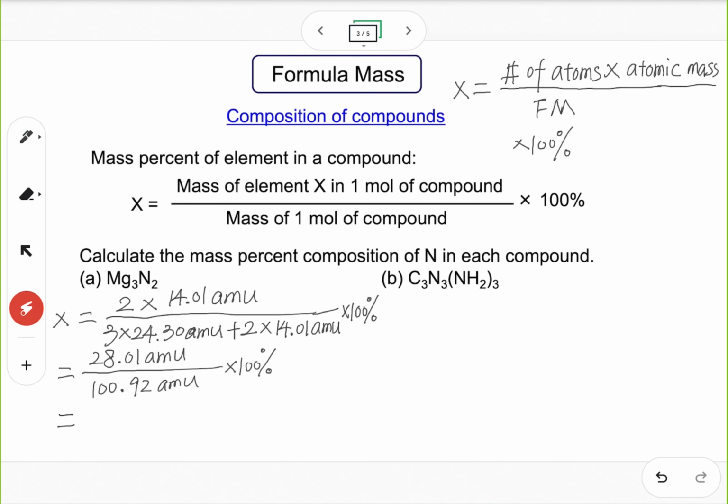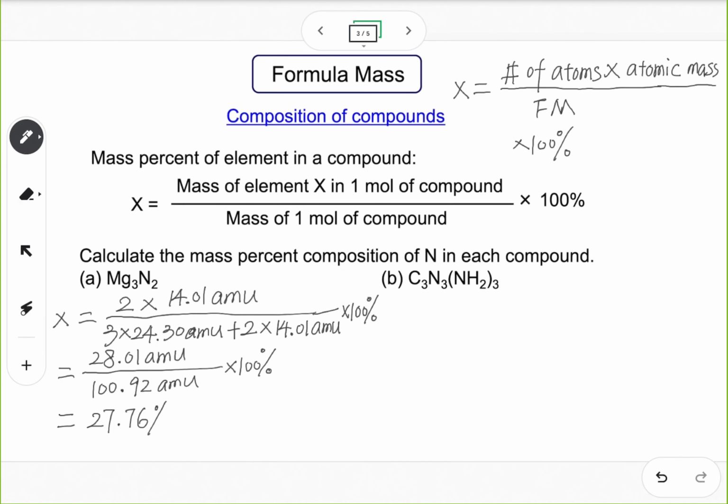But anyway, the last calculation step will give you 27.76%. 4 significant figures because you have 4. Again, like I said, you don't need to worry about the significant figures when you calculate the mass percent of an element according to the formula of the compound. Okay, now let's see example B.